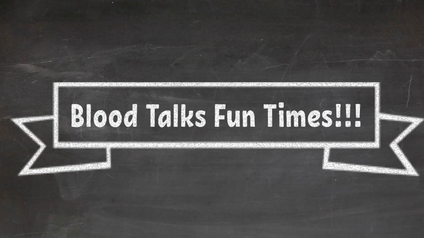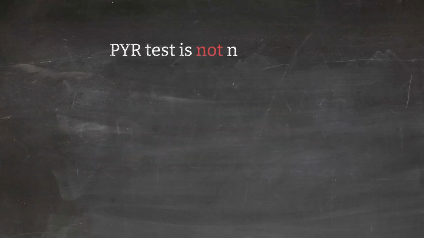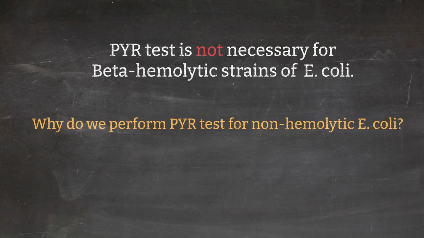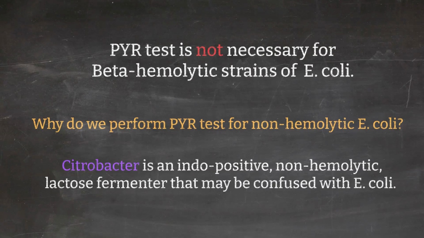Blood Talk fun time! You may notice that we did a PYR test. The PYR test is not necessary for a beta-hemolytic strain of E. coli, but the organism in this case study is a non-hemolytic strain. That's why we need a PYR test. And why do we perform the PYR test? We do this to distinguish between E. coli and Citrobacter bacteria. Some Citrobacter bacteria are indole-positive, non-hemolytic lactose fermenters that may be confused with E. coli.